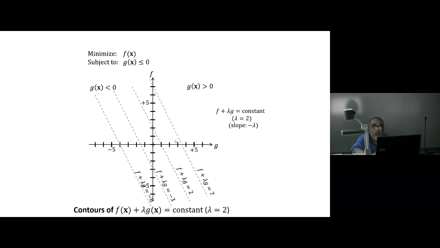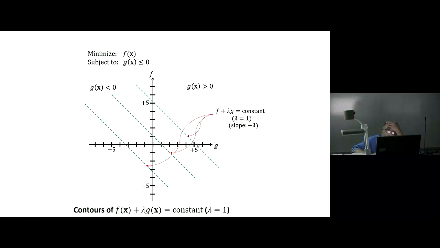And what's lambda? Negative lambda gives you the slope of the straight line. So this is f plus lambda g equals 2, because the y-intercept is 2 for this straight line. For this straight line here, f plus lambda g equals negative 3, the y-intercept. And here it's negative 8, further down. Are we good so far?